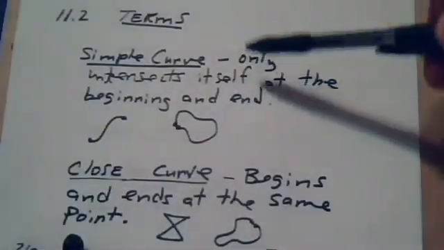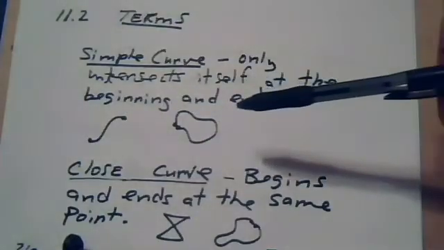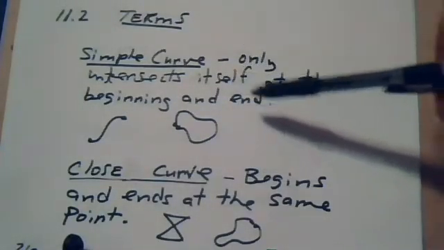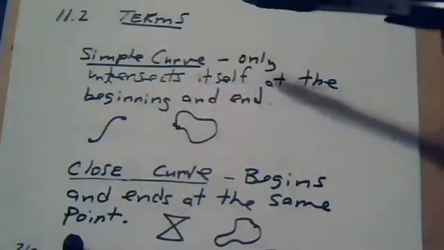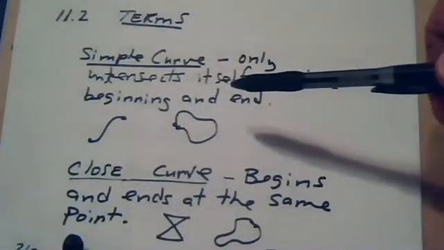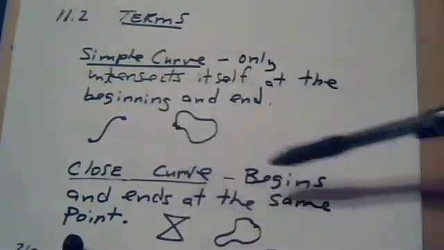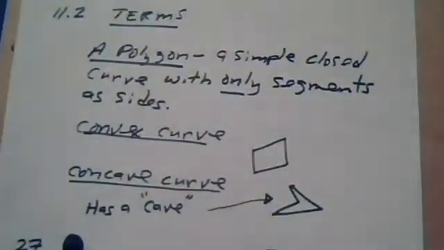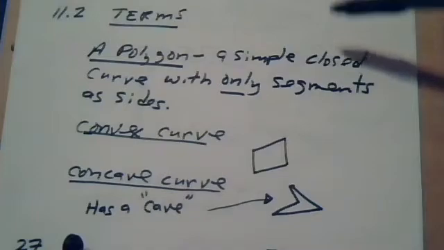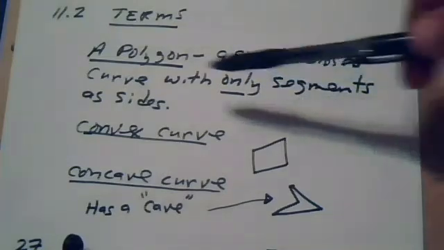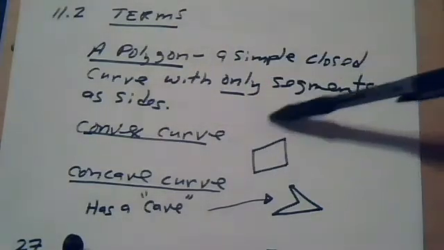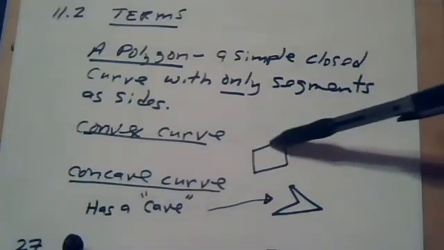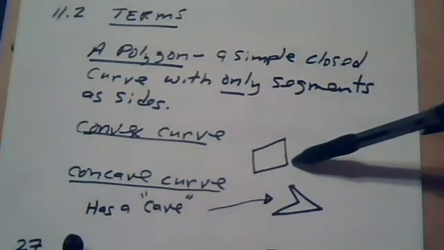There are some more terms. Each of these is called a simple curve. Simple curves intersect themselves only at the beginning and at the end. That's the only places it intersects. Closed curves begin and end at the same point. More terms: a polygon is a simple closed curve with only segments as sides. So this is an example of a polygon. Notice it's a closed curve but the sides are all segments.